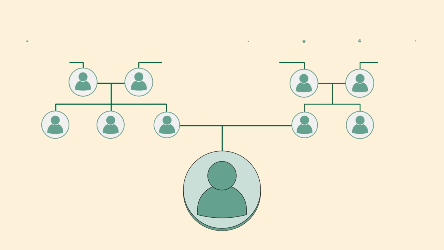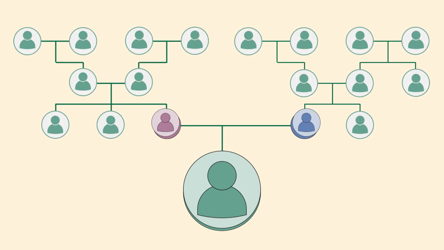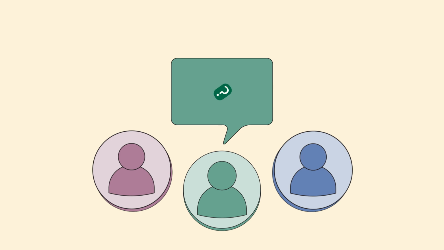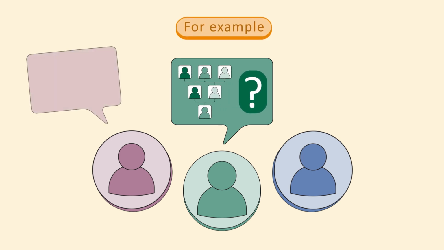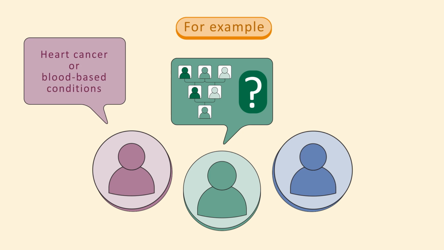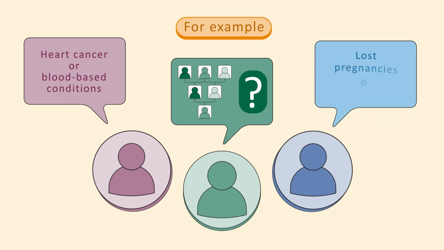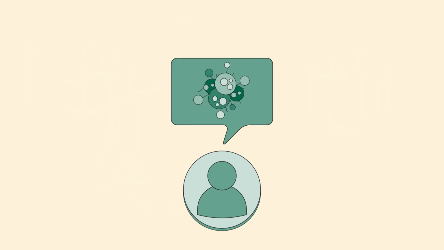You can find out if you have a greater risk of a genetic disease by looking at your family medical history, or just by asking your relatives if there are lots of similar health problems in your family, like heart, cancer, or blood-based conditions, or a history of lost pregnancies or birth defects. If there are, or you've been diagnosed with a rare disease, ask your doctor about free genetic testing.